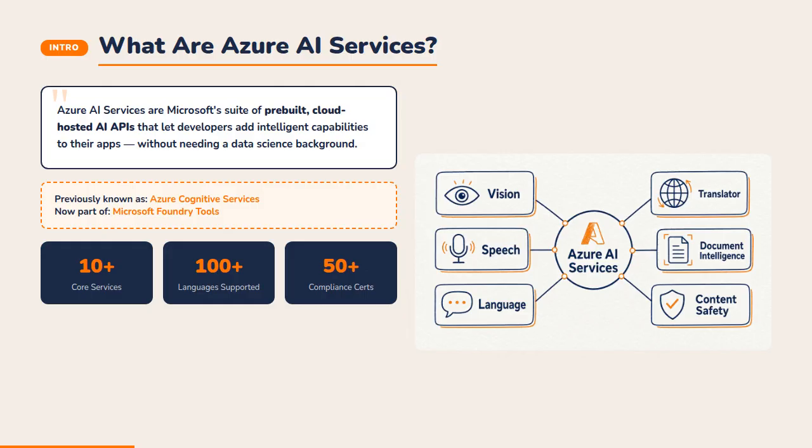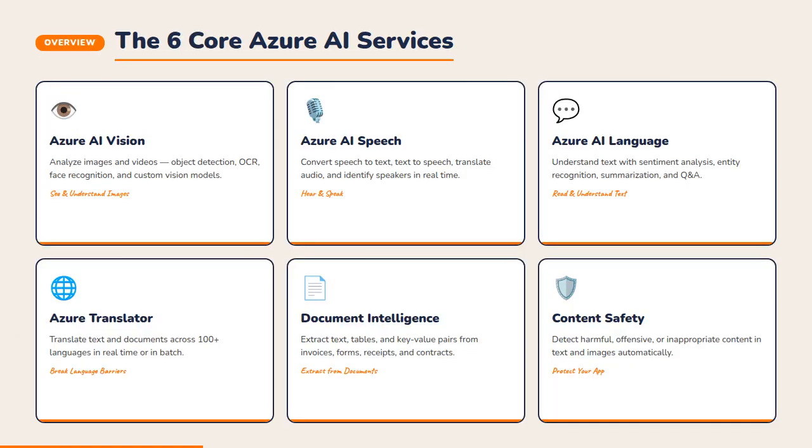They've since been unified under the Azure AI Services brand and are now deeply integrated with Azure AI Foundry. With over 10 core services, support for more than 100 languages, and 50-plus compliance certifications, Azure AI Services is one of the most comprehensive AI platforms available today. Slide 3. The 6 core pillars.